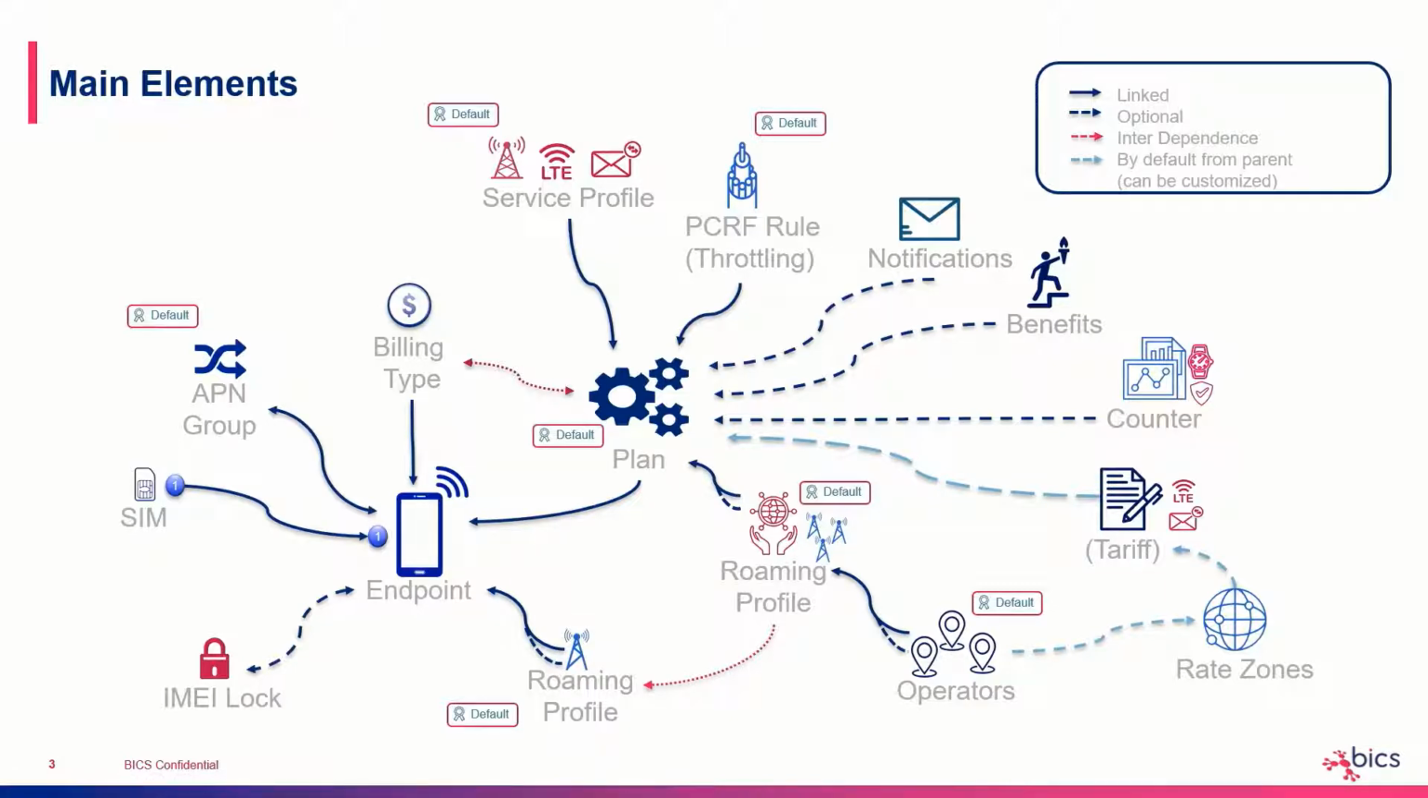So to start using the service, you will only have to create a new endpoint, define the billing type you want to use, assign a default APN group, a plan, and a roaming profile. Link the SIM to it and activate it, and you're good to go. Let's now have a look at the portal.